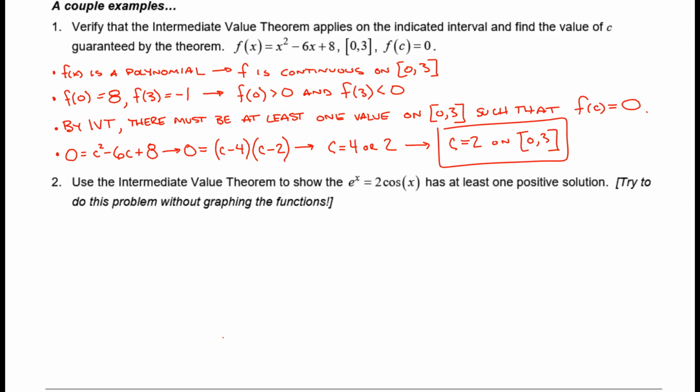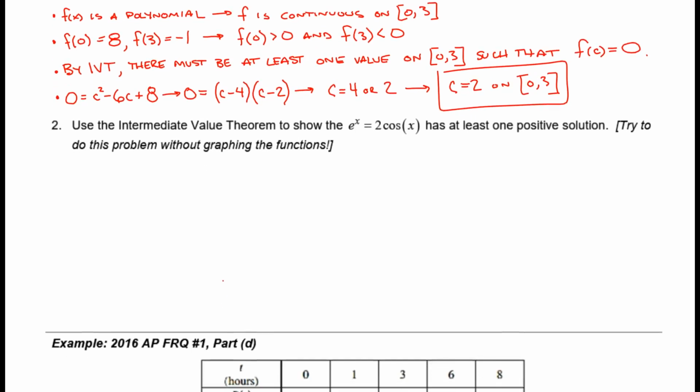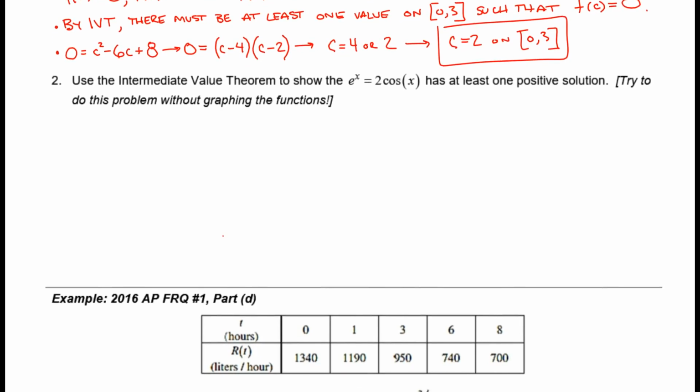Let's look at one that's a bit more challenging. Here we're going to use the intermediate value theorem to show that this equation, it's not a function, it's an equation, e to the x equals 2 times cosine of x, has at least one positive solution. We're going to try to do it without actually graphing the two functions to see where they intersect.